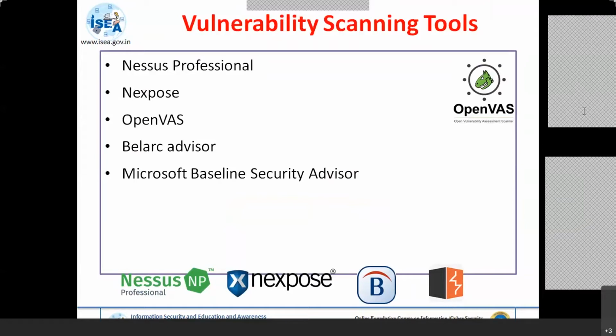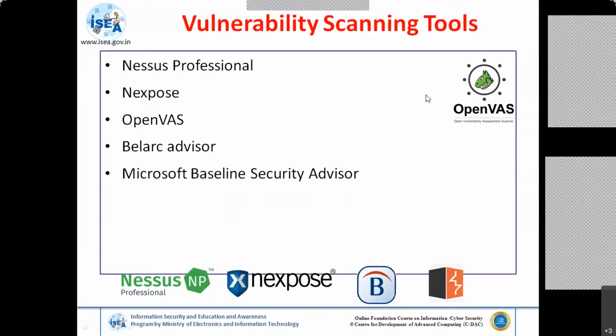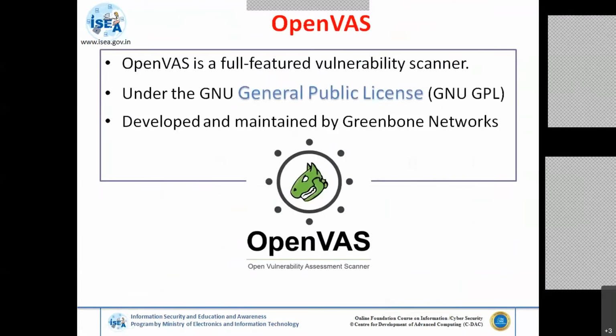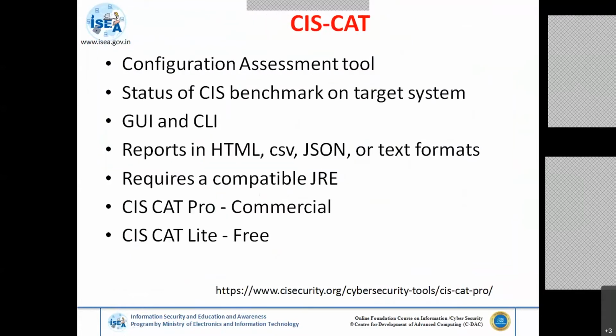Nexpose is also a VA tool, followed by OpenVAS, Belarc Advisor, and Microsoft Baseline Security Analyzer. Today we'll be focusing on Belarc Advisor, Microsoft Baseline Security Analyzer, and OpenSCAP, which we have already seen in the case of Linux. Now we'll see how these tools work in Windows, and how vulnerabilities are demonstrated with respect to hardening.